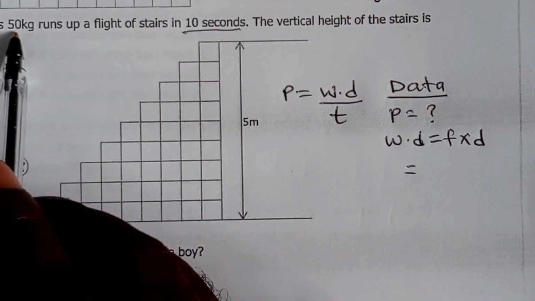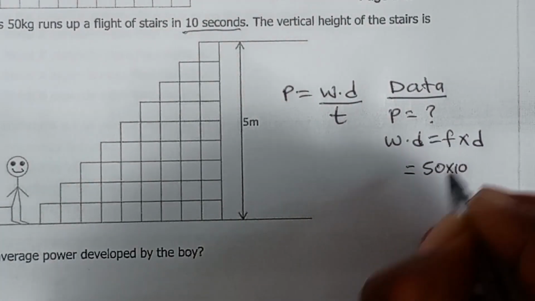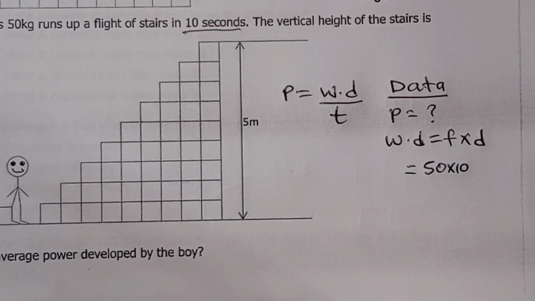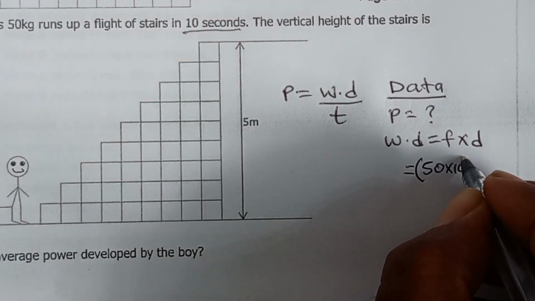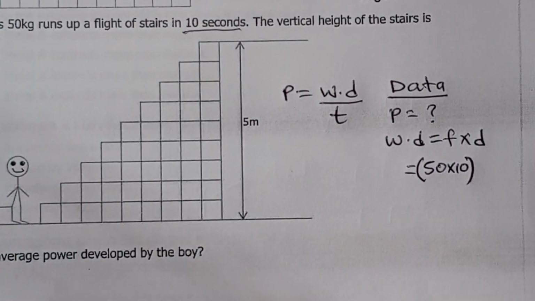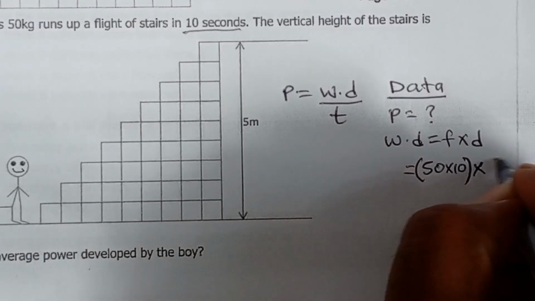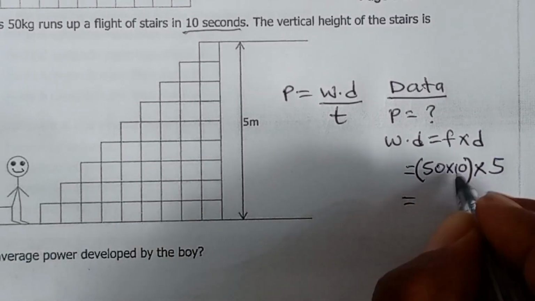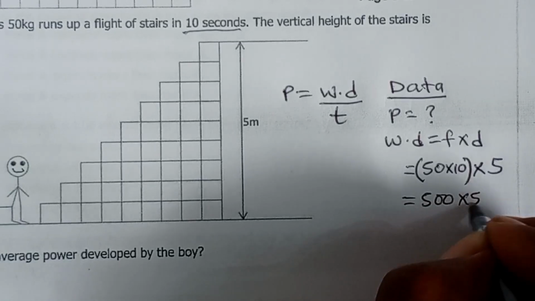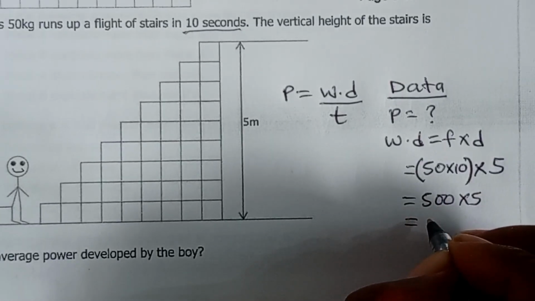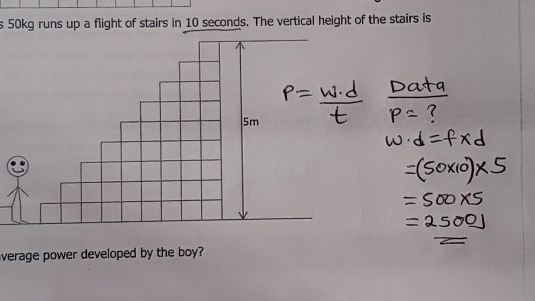So how do we convert mass to force? By saying 50 kg times 10. So that is our force. So we are converting to force, times distance, which is given to be 5 meters. So 50 times 10, it is 500. So 500 times 5. So we are going to have 2,500 joules. So this is the work done.